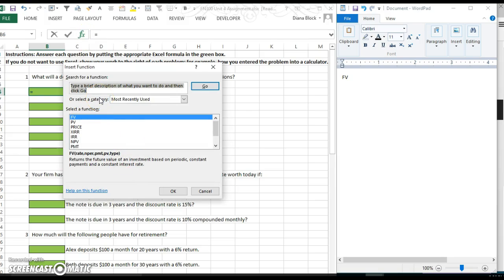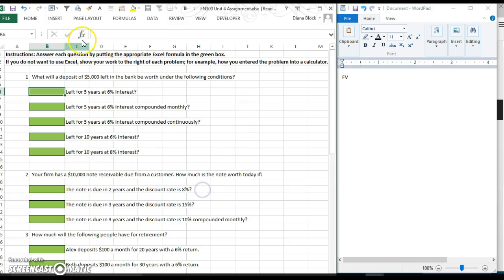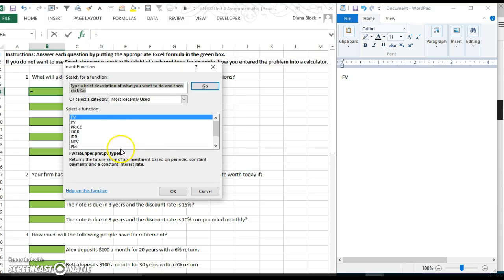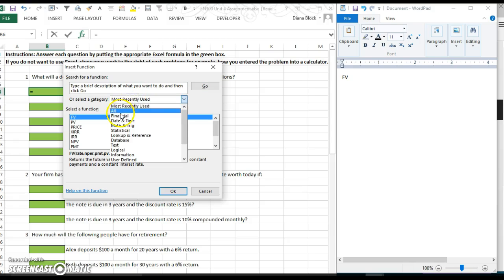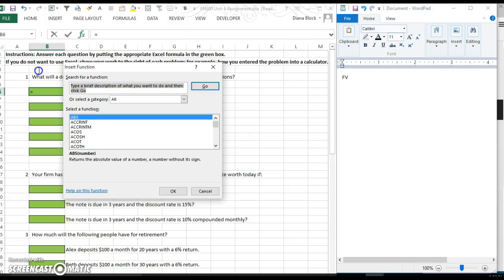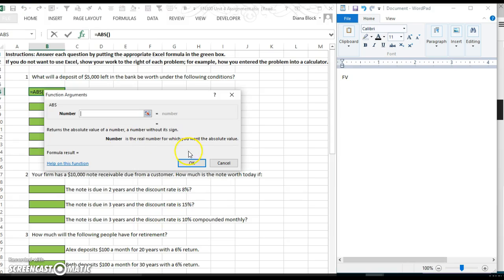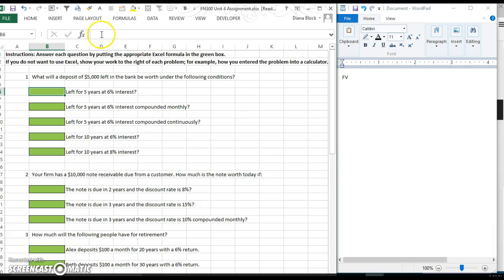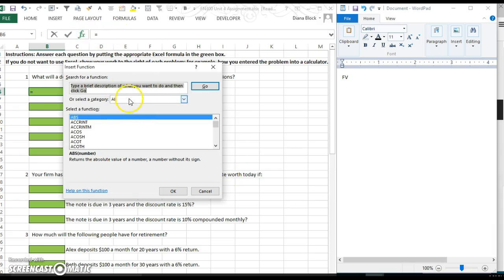If you have not ever used this function before, it may not come up immediately when you click the function box. So here's our function. And I have it right here because I use this function all the time. But if you've never used it, you may have to go here to most recently used, click all, then type FV, and OK, so it'll find it. Let's go back. OK, so we got all clicked. I'm going to type FV and enter.